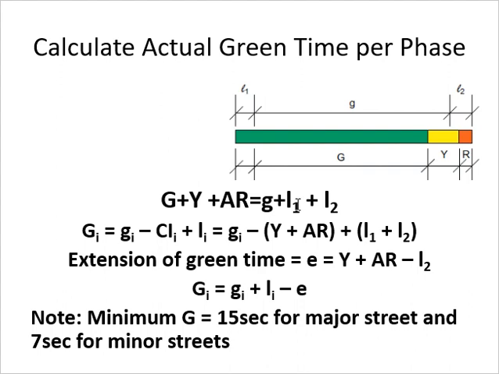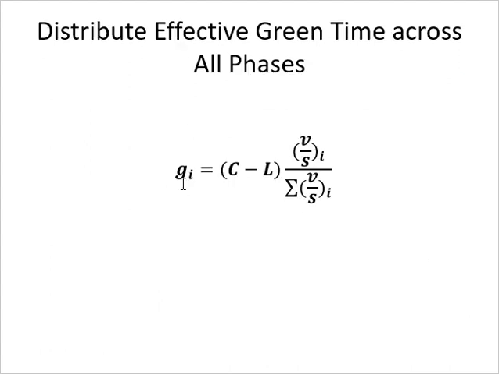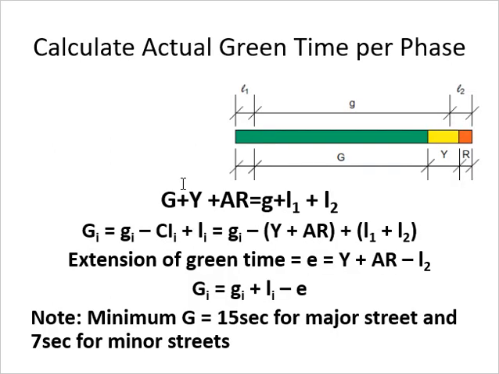Then I need the actual green time for running the computer logic, for running the signal. I need to show for how much time the signal should remain green. So I will use the same approach which I used for calculating effective green time. Now I already have effective green time. I already have yellow time. I already have all red time. I already have lost time. So I will now back calculate the actual green time.